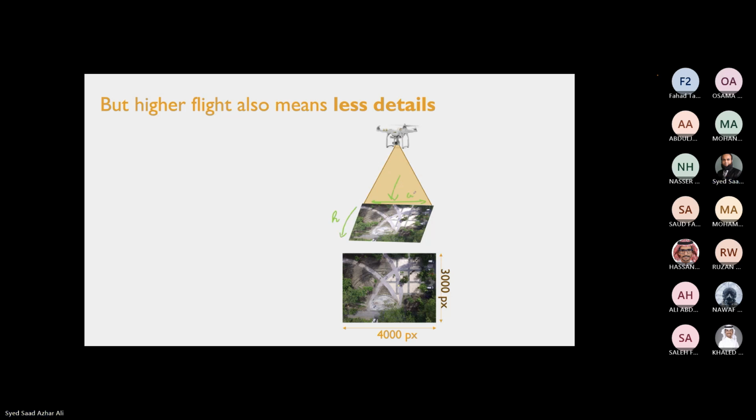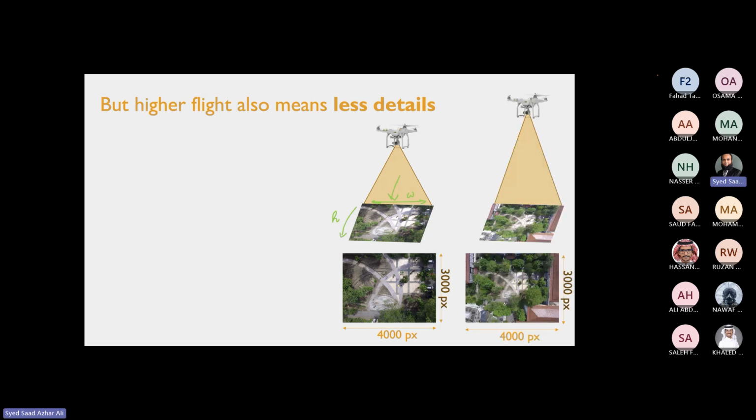All right. Okay, so closer has more details. You can see this yellow mark. But if you go far, you are still getting the same size of the image, but less details. You cannot see the yellow mark, which is here. Very difficult to see this one.